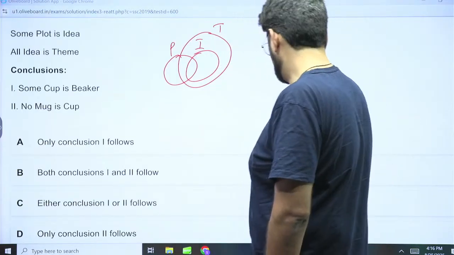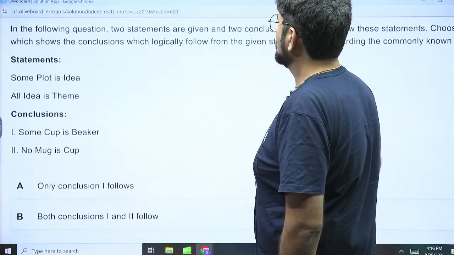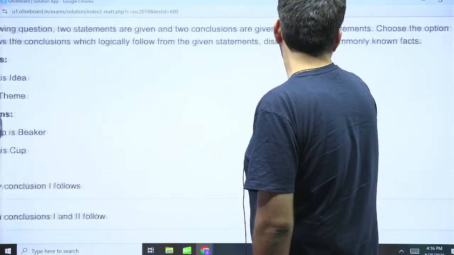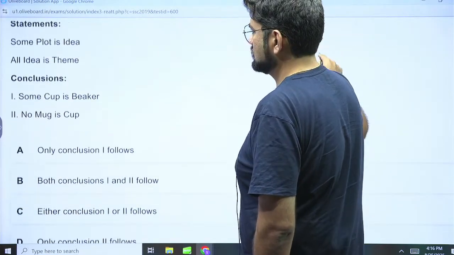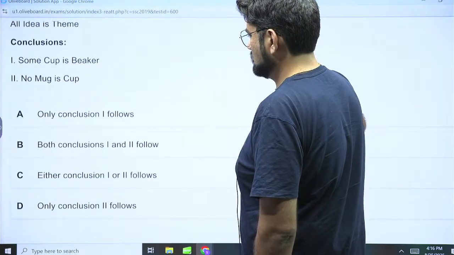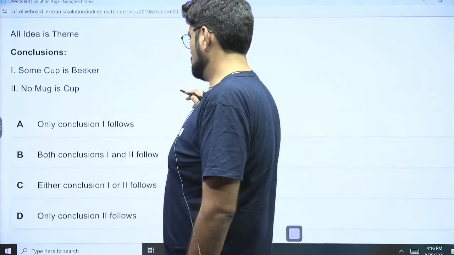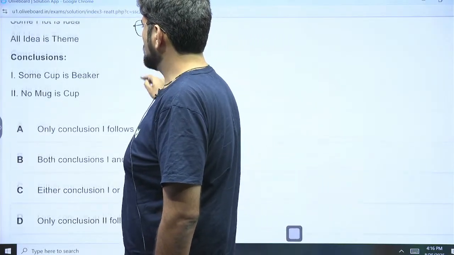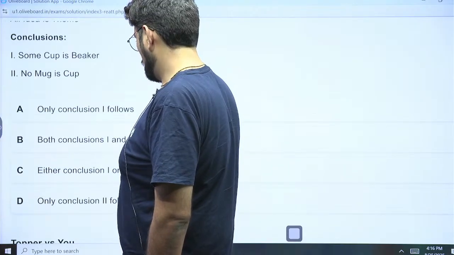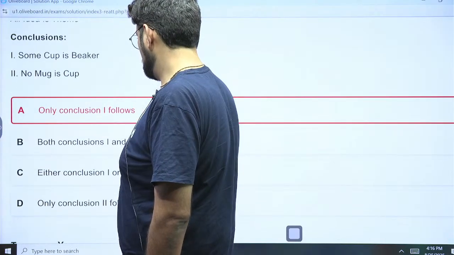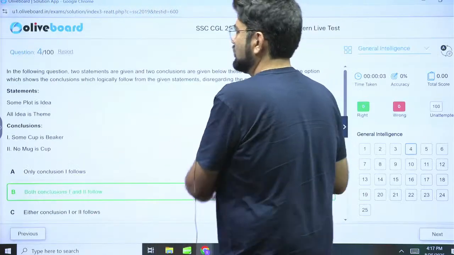Something wrong here. I think there's something wrong here, isn't it? What do you think? Cup is beaker, no mug is cup, and plot idea is theme. There's nothing like that. I think this has to be reported. What is the correct answer here? Both 1 and 2 follow, not possible. Okay, we'll have to report this question.